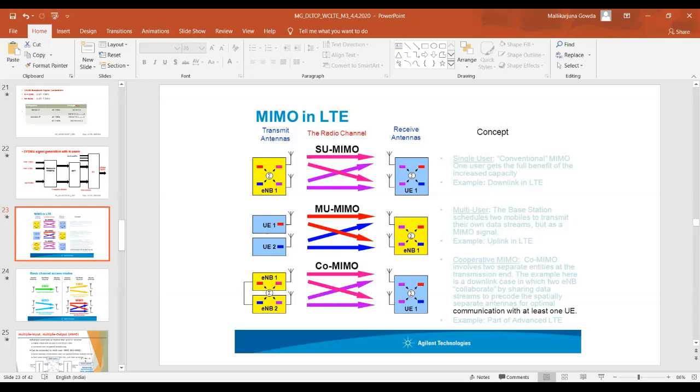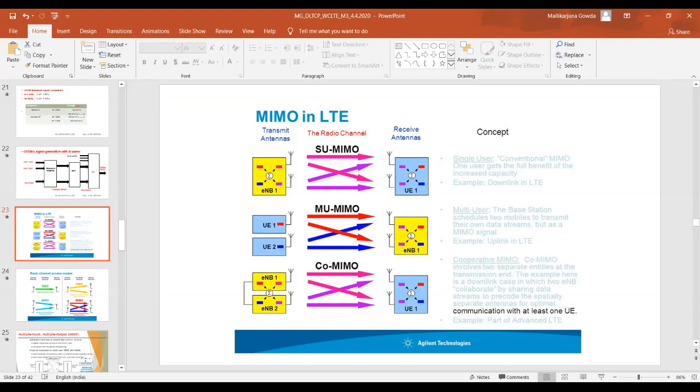So then next is cooperative MIMO. This cooperative MIMO involves two separate entities at the transmission end. An example is a downlink case in which two eNBs will collaborate by sharing data streams, using spatially separate antennas for optimal communication with at least one user equipment.